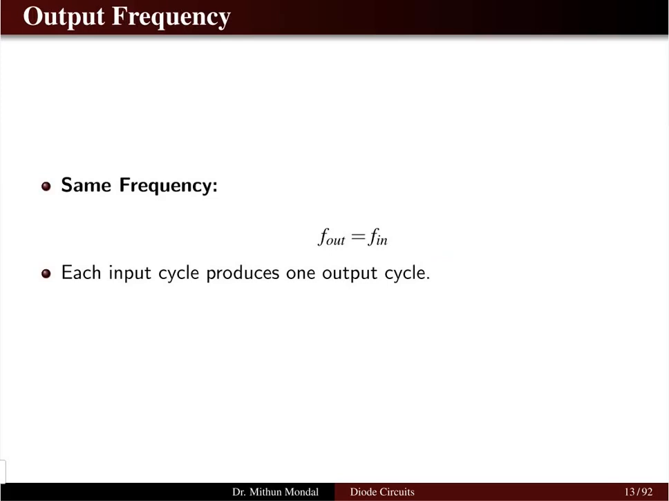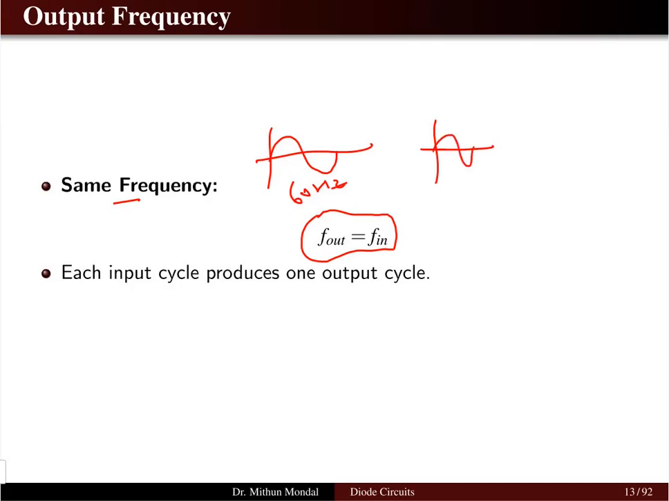If we talk about the frequency, it will be the same, because whatever the output frequency we have, it is equal to the input frequency. If the input of the rectifier is at 60 Hz, then the output of the transformer will be 60 Hz only, with lesser magnitude. So each input cycle produces one output cycle. This gives the output frequency of the rectifier circuits.